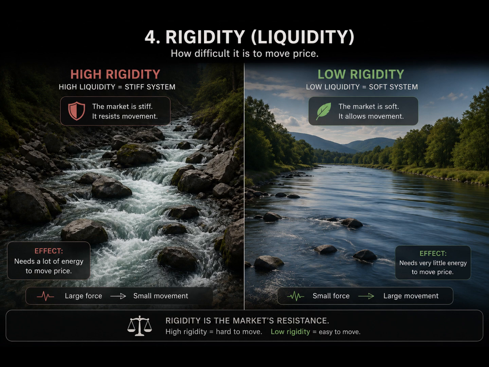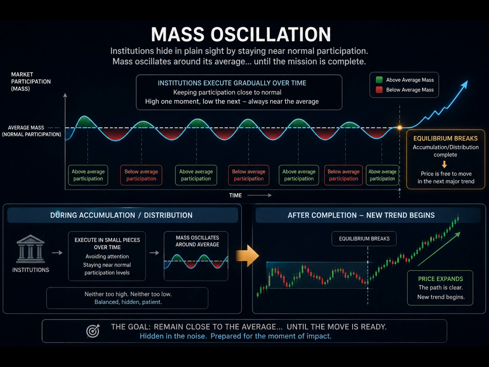Why does price move? Price does not move because there are more buyers than sellers. Price moves because the force applied exceeds the market's resistance. In simple terms: energy versus rigidity, and mass oscillation.